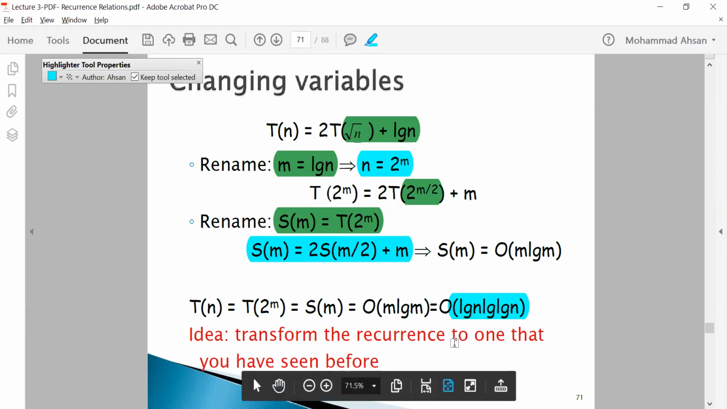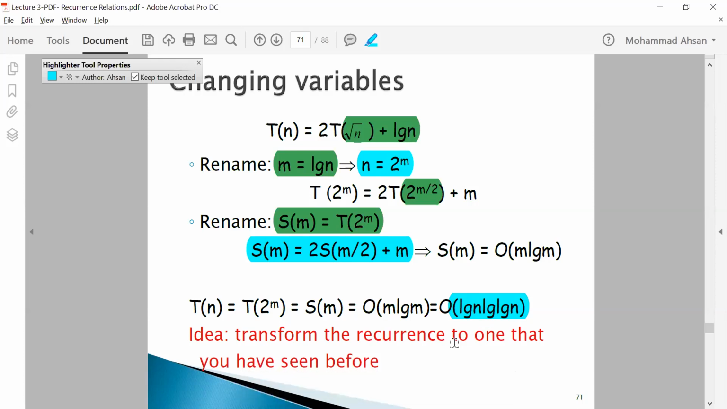So whenever you see a recurrence which does not seem similar or looks a bit daunting to you, you have to substitute and get it to a version that you're familiar with, that you can easily solve, and then in the end, you have to do reverse substitution to get the answer in the actual variable.